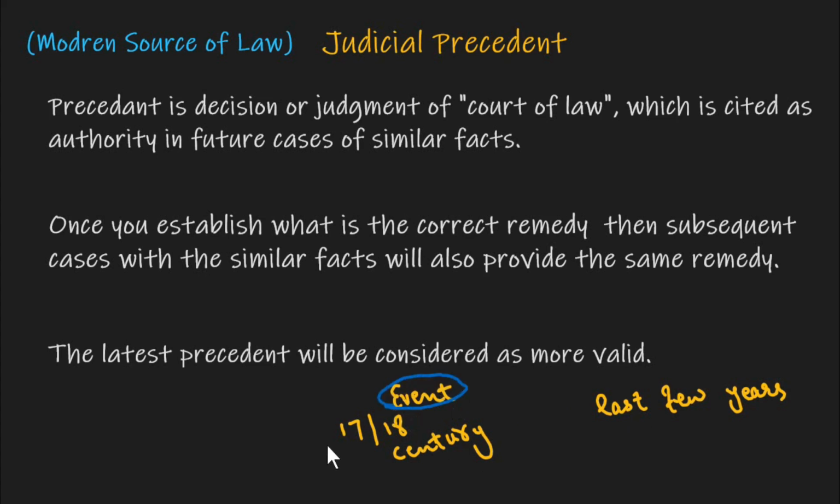Now in the 18th or 17th century, when that event happened, the court decided something and gave its decision. And in the last few years, the same event happened again, but now the decision of the court is different from the previous one. So in such a case, the latest precedent will always be considered more valid.